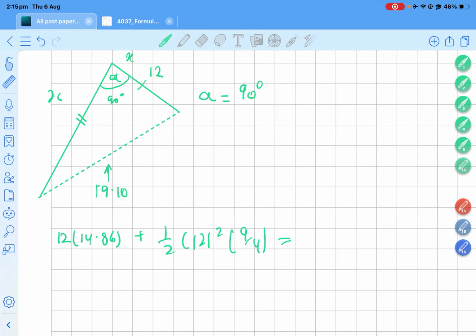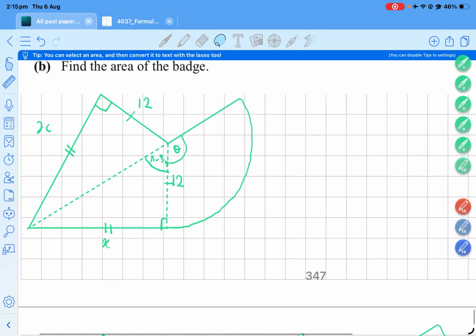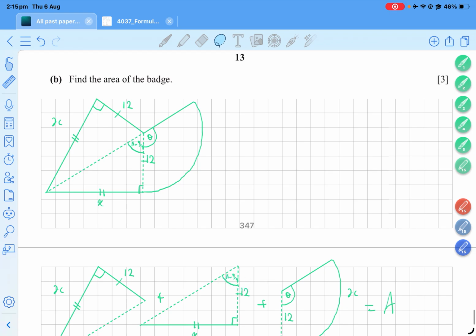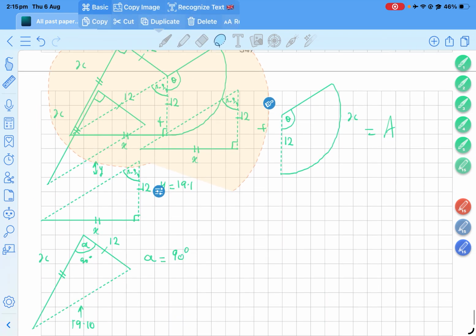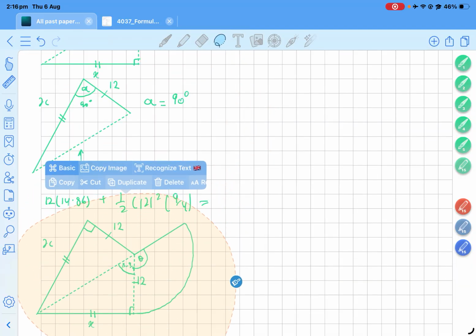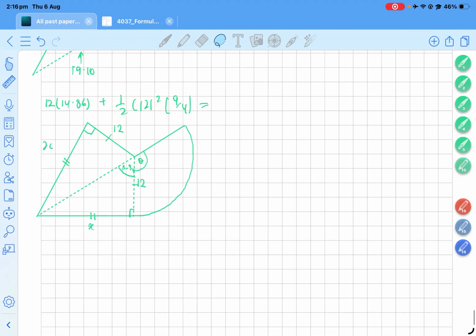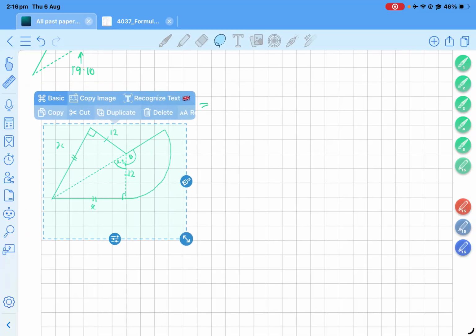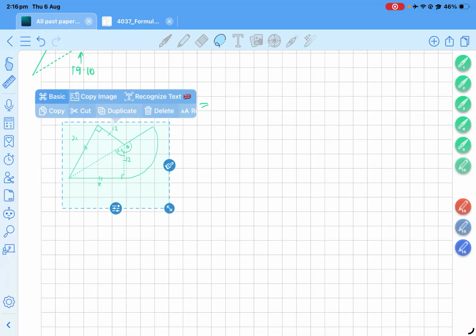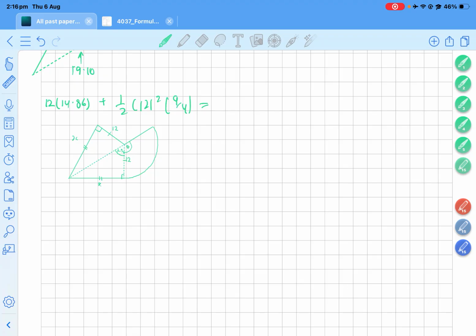So if we add them together, 12a plus half into 12 square into 9/4 is 340.36. Let's just put it over here. Please don't lag. You know, this thing might actually cause it to explode in a way. ANS. I hope this question ends.